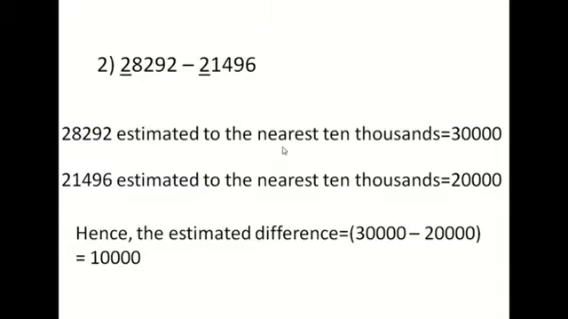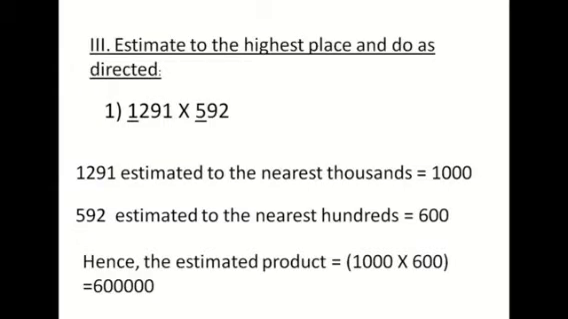So 28,292 estimated to the nearest 10,000 is 30,000. 21,496 estimated to the nearest 10,000 is 20,000. Hence the estimated difference equals 30,000 minus 20,000, which gives you 10,000. Third main, estimate to the highest place and do as directed.